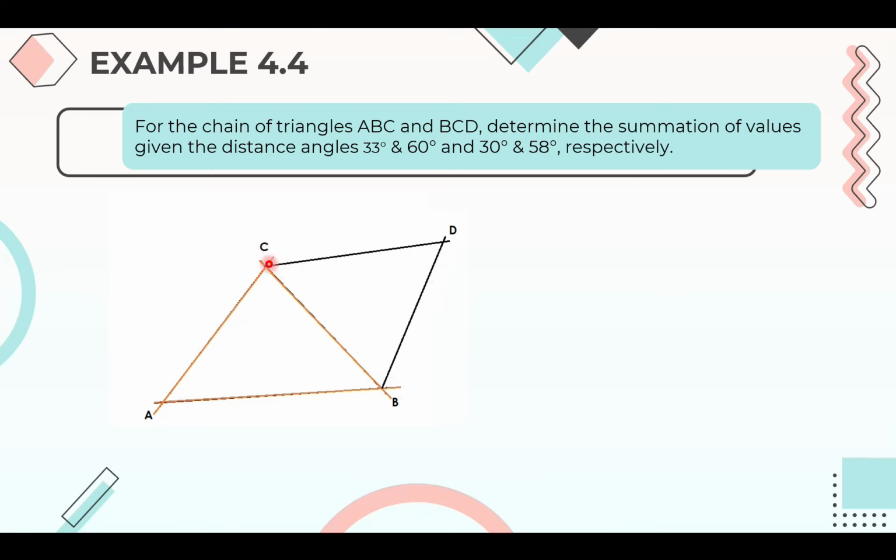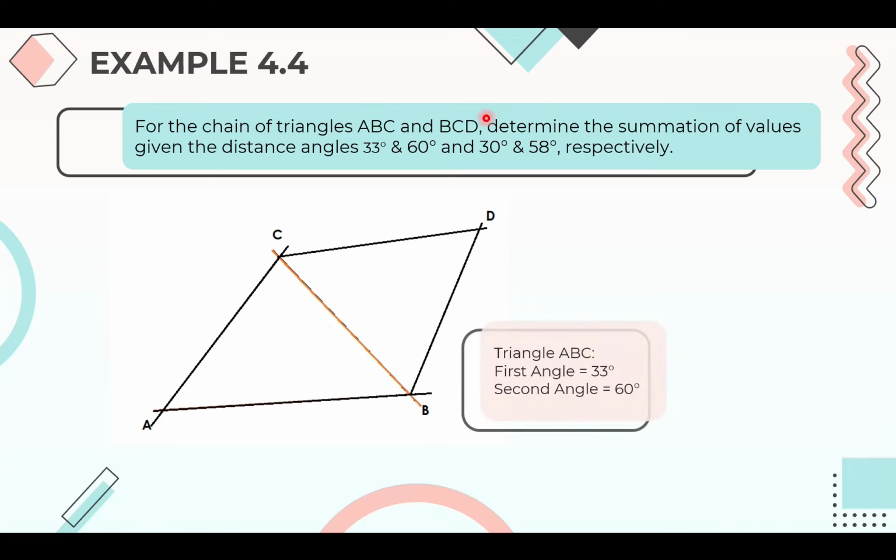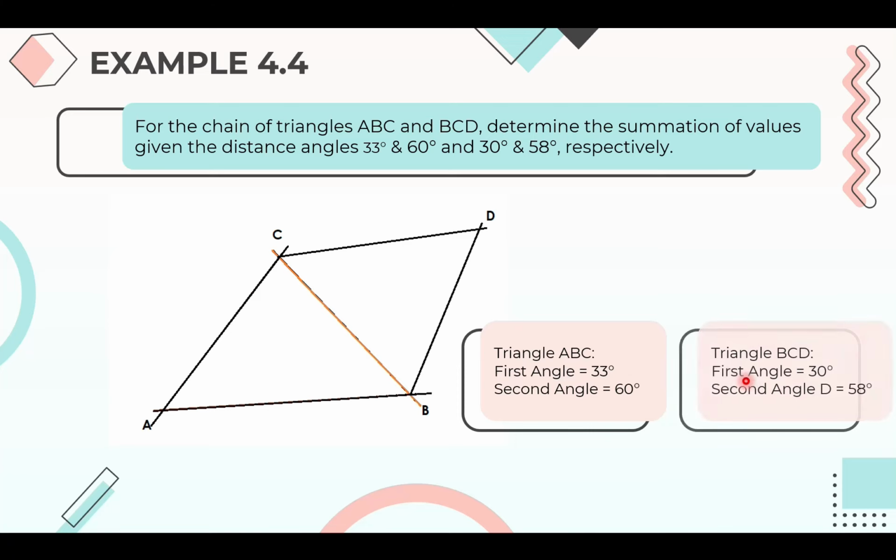So this is our first triangle here and this is our second triangle. As you can see, this is a quadrilateral and we divided it into two triangles. So that's why it's a chain of triangles: triangle ABC and triangle BCD. And this is our common side. Our first triangle is triangle ABC with first angle 33 degrees and second angle 60 degrees. And our second triangle BCD has angles 30 degrees and 58 degrees.